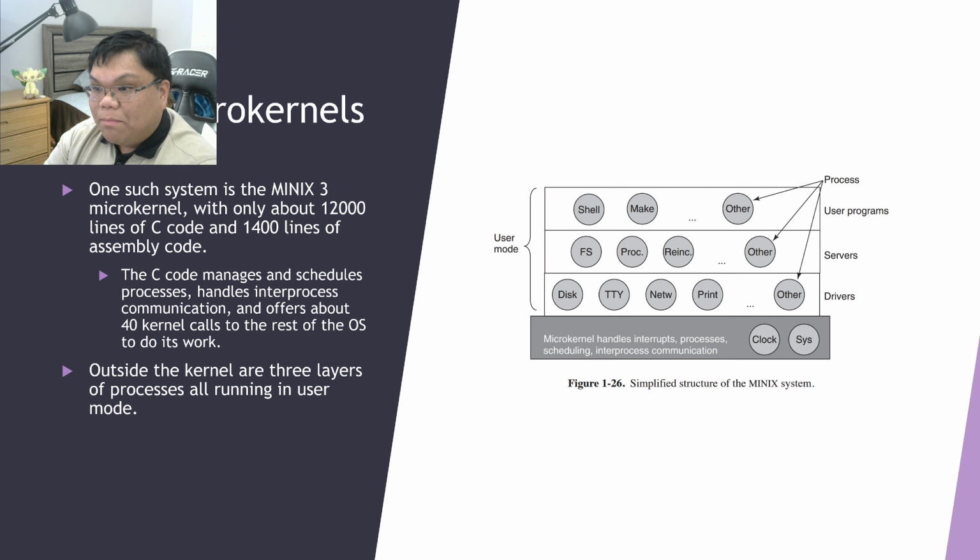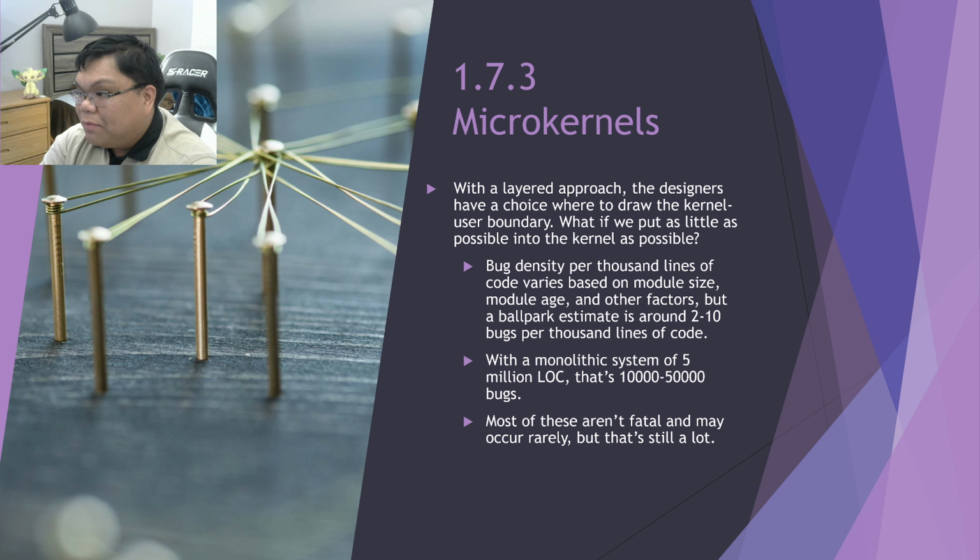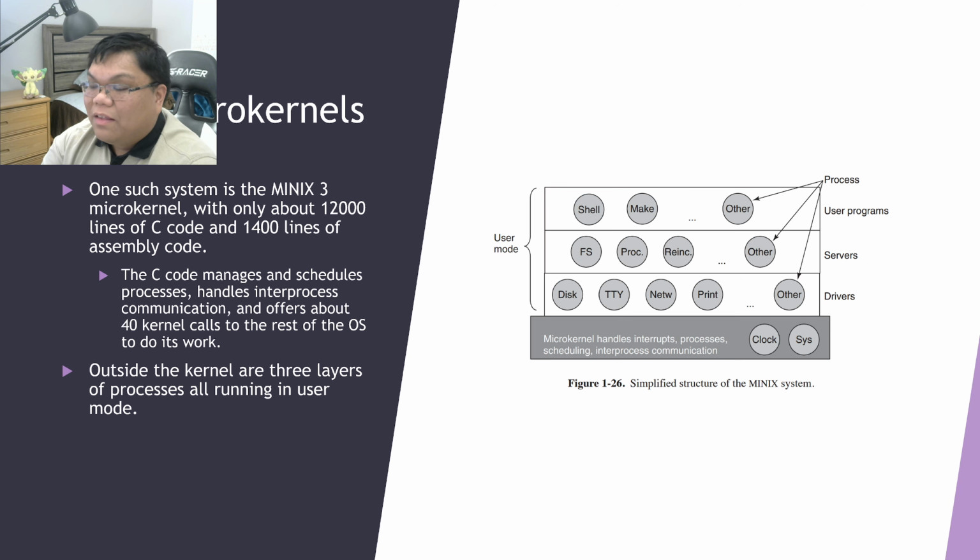One such system is the Minix 3 microkernel. That only had about 12,000 lines of C code and about 1,400 lines of assembly code. If we go by these figures, we're looking at about 15 bugs at most? So the C code manages and schedules processes, handles interprocess communication, and offers about 40 kernel calls to the rest of the operating system to do its work.